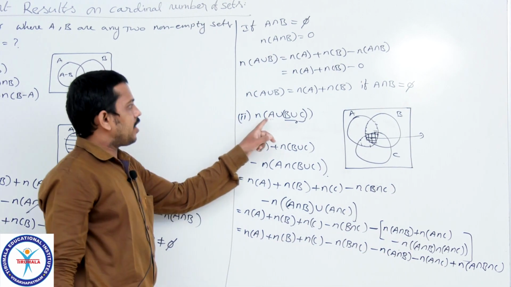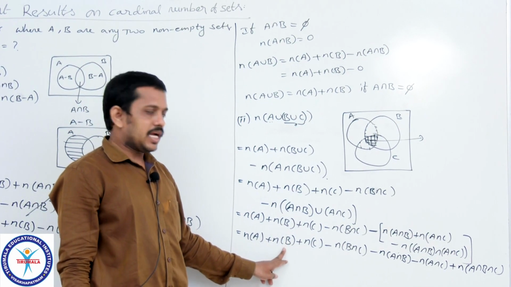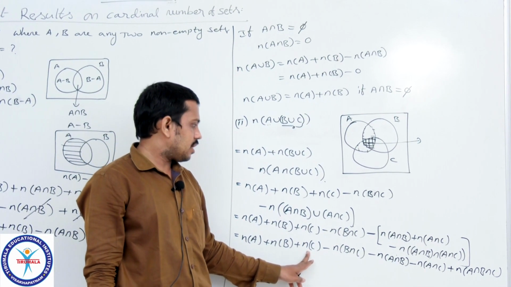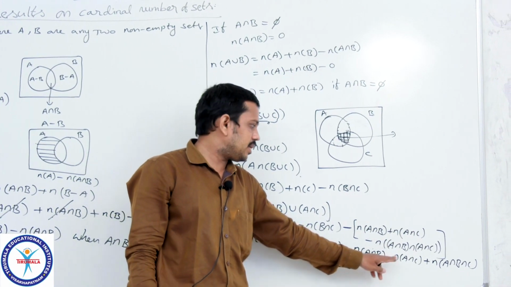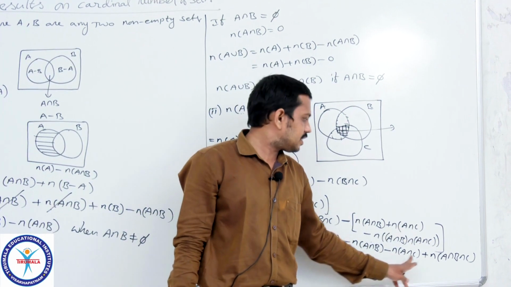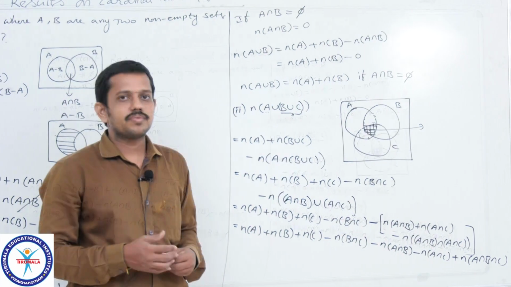Therefore, n of A union B union C is equal to n of A plus n of B plus n of C minus n of B intersection C minus n of A intersection B minus n of A intersection C plus n of A intersection B intersection C.